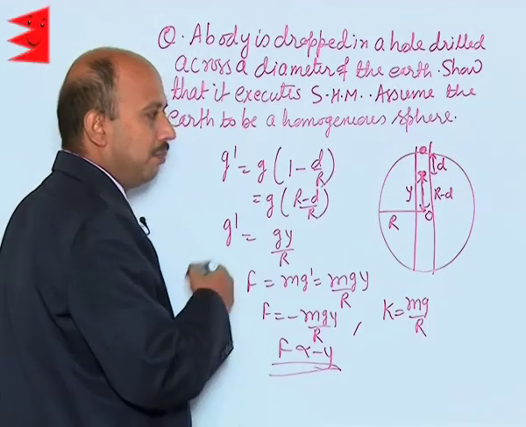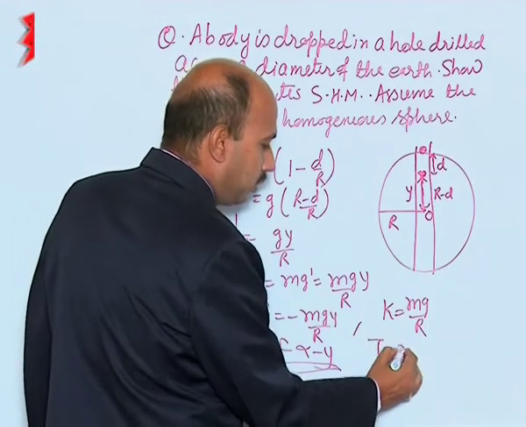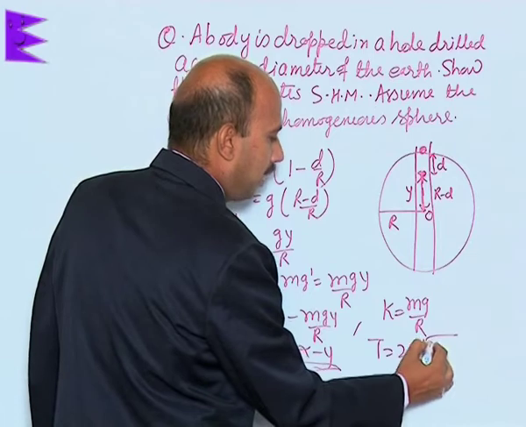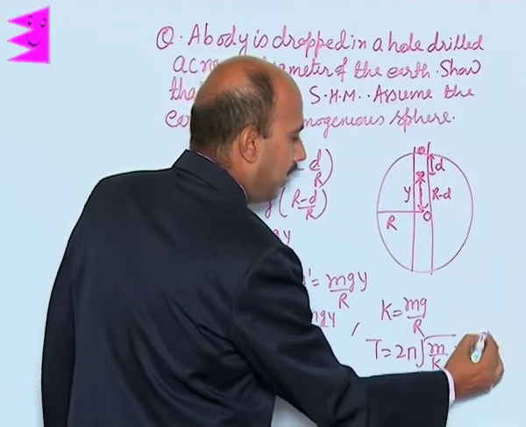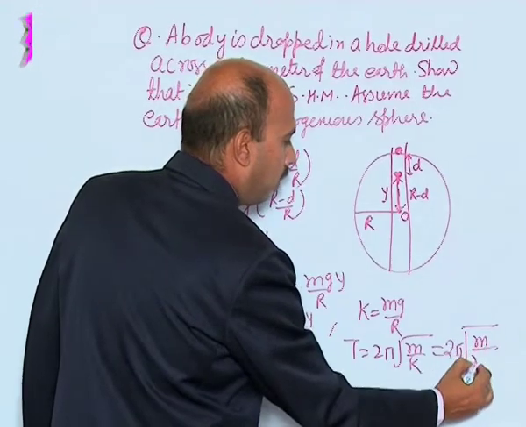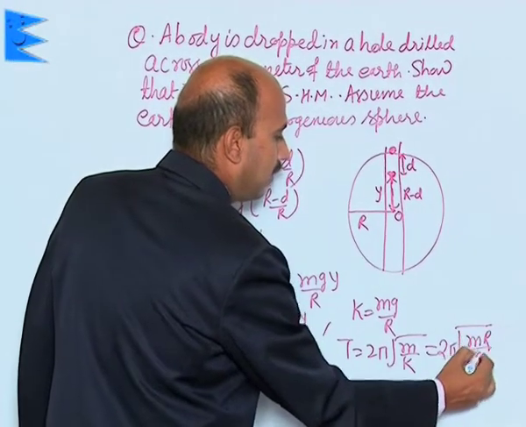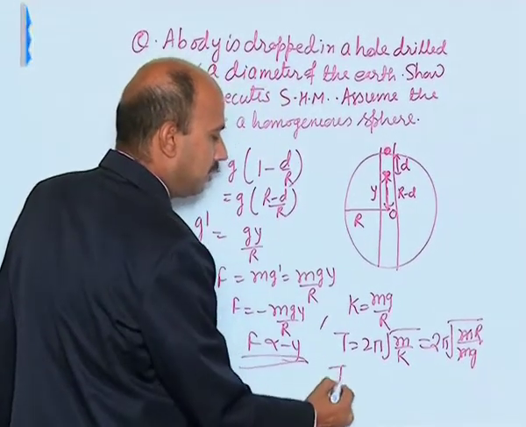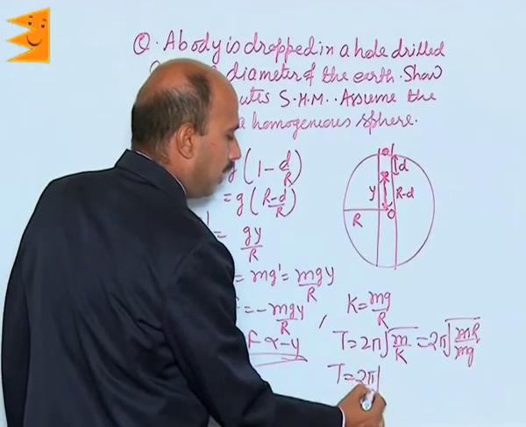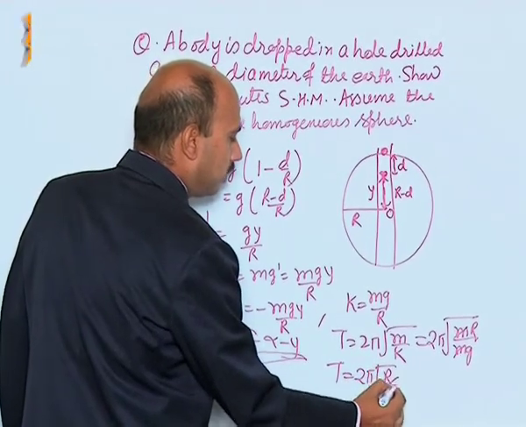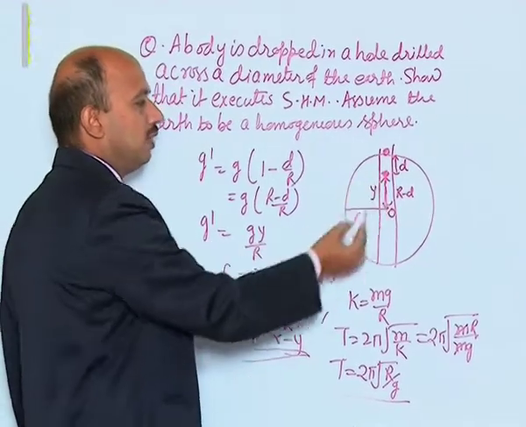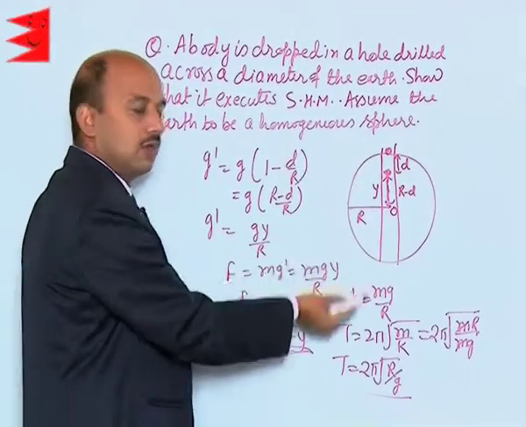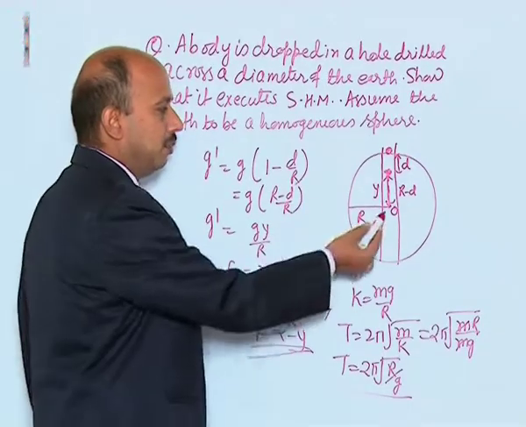Now, we can get the time period. We can get T is equal to 2 pi under root of m upon k. So, we can write 2 pi under root of m upon m g upon r. m will get cancelled, T is equal to 2 pi under root of r upon g. So, this is the time period of this body which is oscillating in this hole about the mean position O.